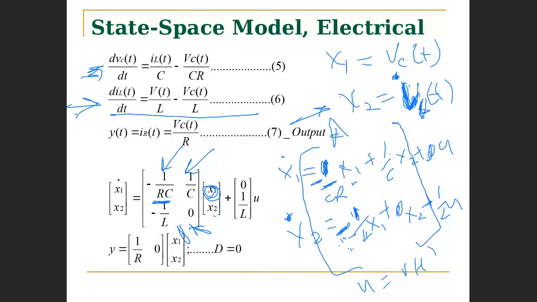How about down here? We go to the second row in the A matrix: minus 1 over L times x1, 0 times x2, plus 1 over L times U. So what I've just shown you is how you would take expressions 5 and 6 and extract the state equation.